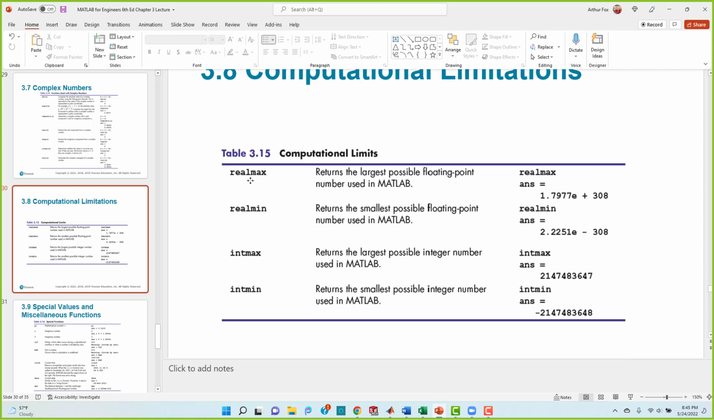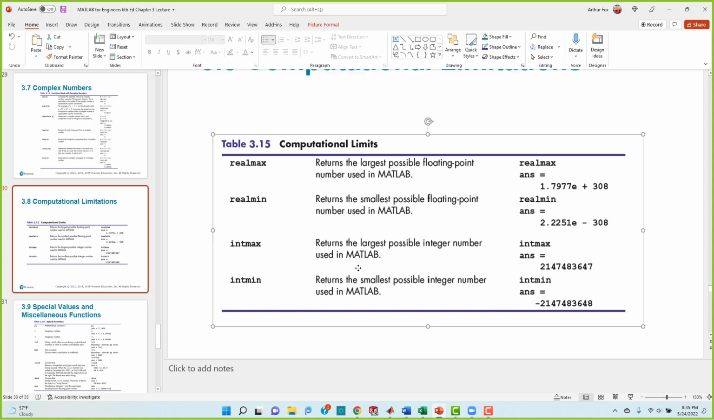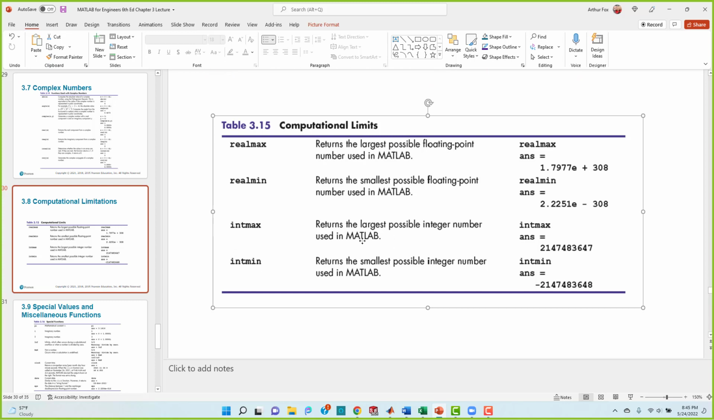And then here are your limits in MATLAB. 10 to the 308 and minus 308. Largest possible integer is, it looks like my income for last year. Oh no, wait, that's how much taxes I paid last year. Was that hundreds, thousands, millions, billions? 2.147 billion, and then the same on the minus side.